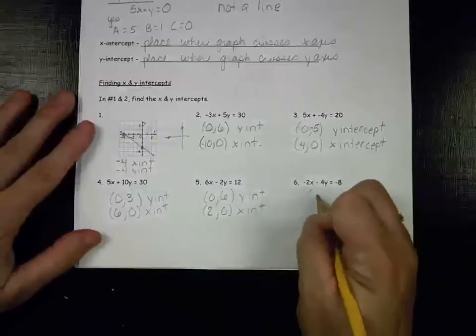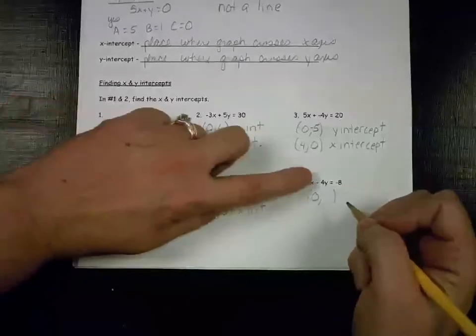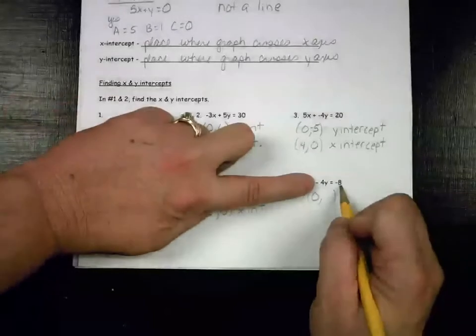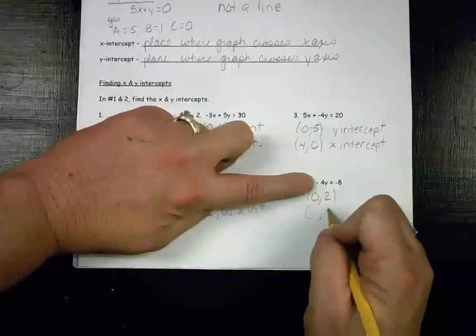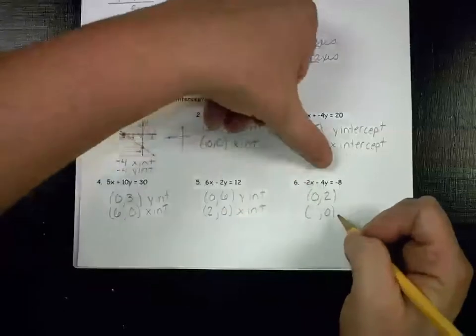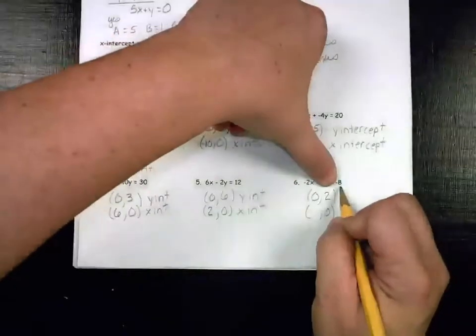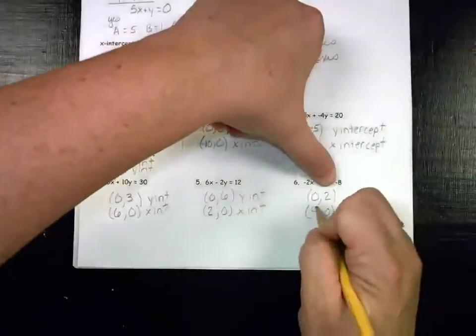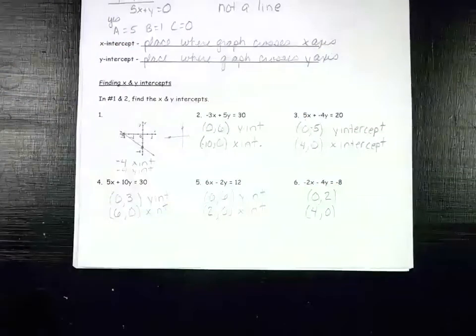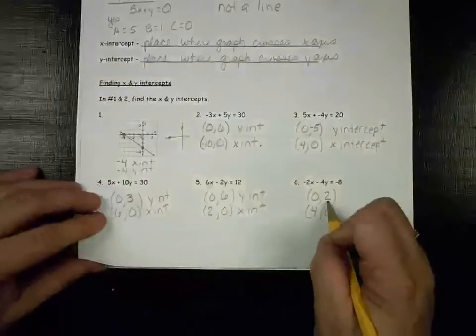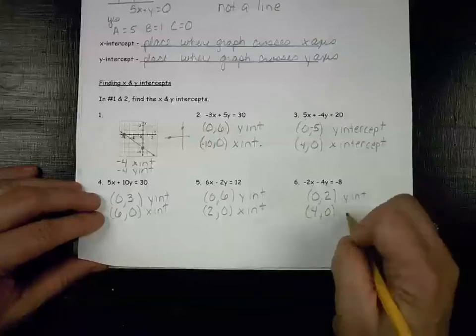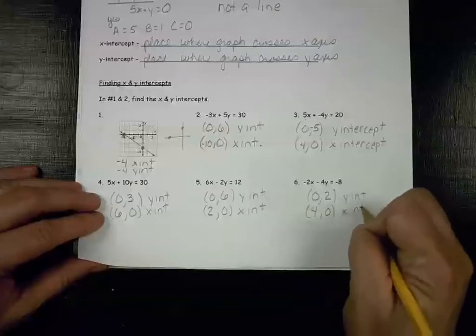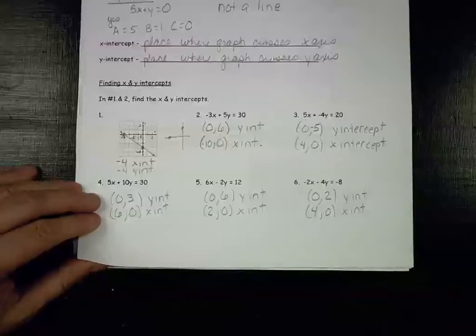Number 6, x is 0. Negative 8 divided by negative 4 is 2. And if y is 0, negative 8 divided by negative 2 is 4. Numbers in the y spot, so that is your y-intercept. The numbers in the x spot, so that is your x-intercept.